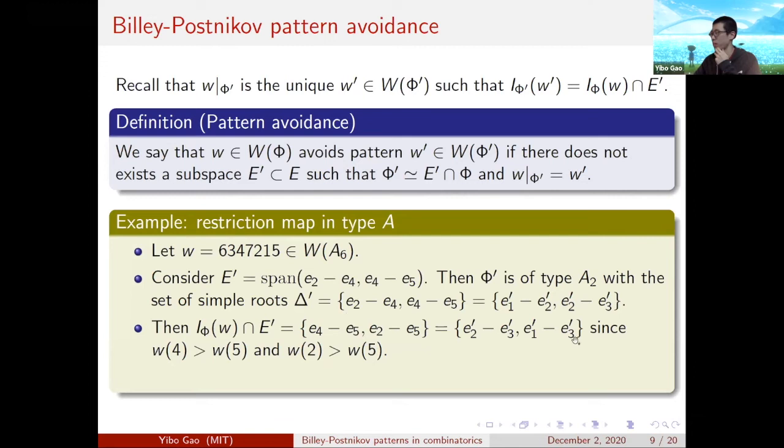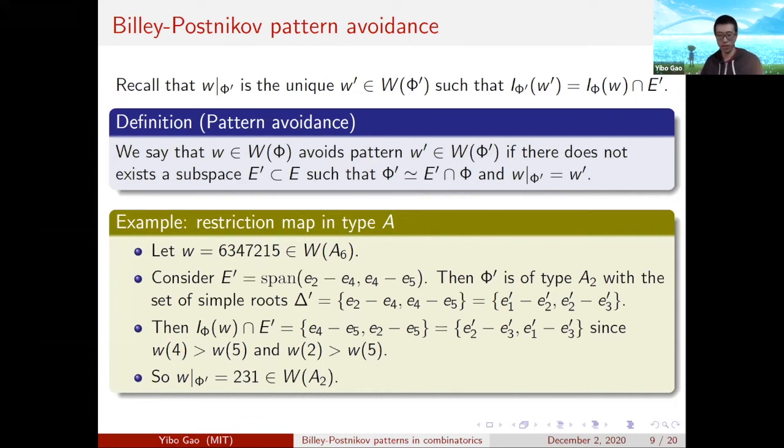So with the identification with the E primes, I can write it as E2 prime minus E3 prime and E1 prime minus E3 prime. So this is the inversion set. I need to translate this back to a permutation on 3 elements, and that is exactly 2, 3, 1. What you are doing here is you look at indices 2, 4, 5, which give 3, 7, 2, and then you just flatten it and you get 2, 3, 1. And this is exactly pattern containment.